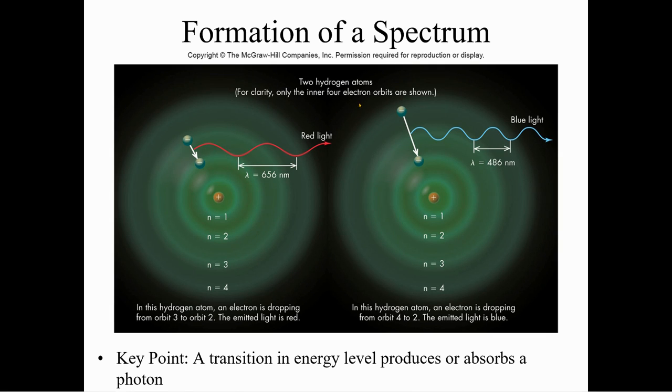So, the formation of a spectrum, two hydrogen atoms. For clarity, only the inner four orbits are shown. So there's only four of them shown. We know there's more than that. We talked about that already.